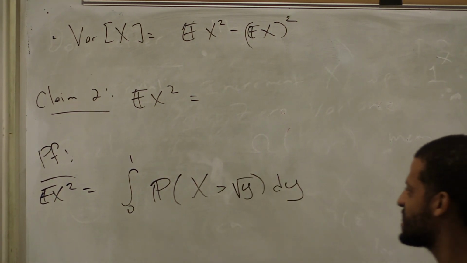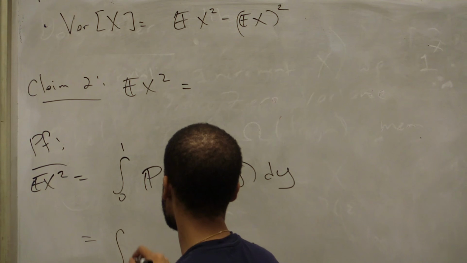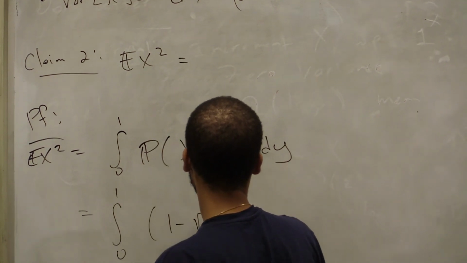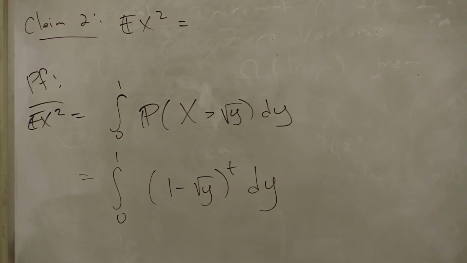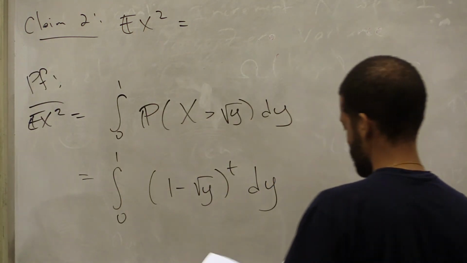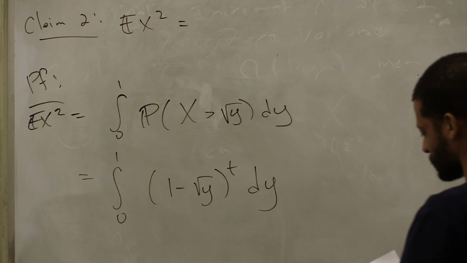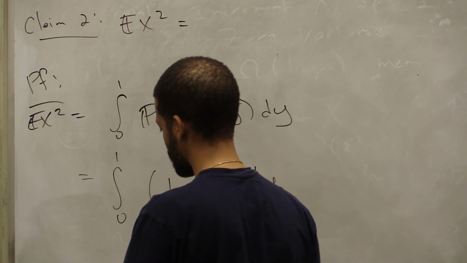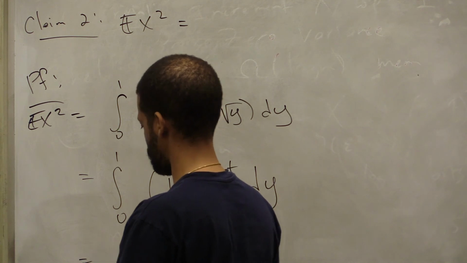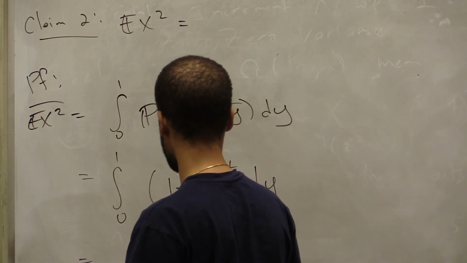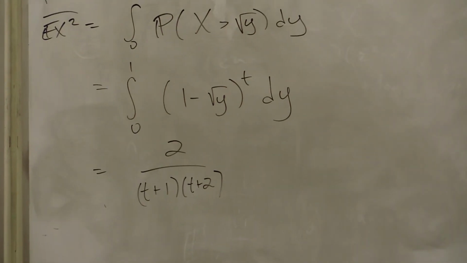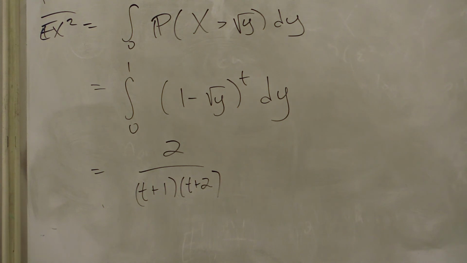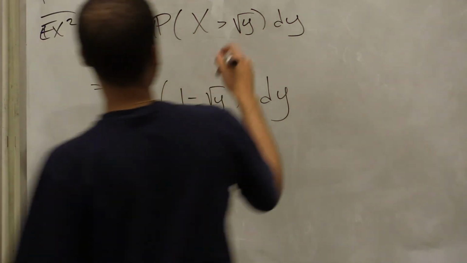And using the same reasoning as there, that's equal to the integral from 0 to 1 of 1 minus square root of y to the t dt dy. And then you can again basically do a u substitution. This is just purely computation. If you want to see details again, you can look at the lecture notes. This integral comes out to 2 over (t plus 1)(t plus 2). Okay? That's just a computation.